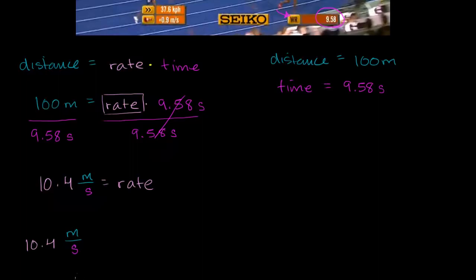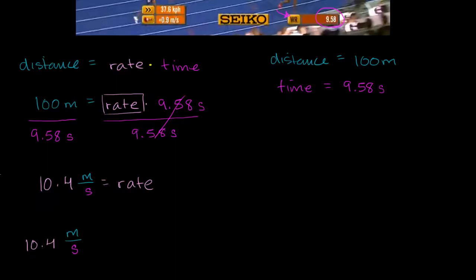And I'll give you a second to think about what we would do to this to turn this into kilometers per second. Well, the intuition here, if I'm going 10.4 meters per second, how many kilometers is 10.4 meters? Well, a kilometer is a much larger unit of measurement. It's 1,000 times larger. So 10.4 meters will be a much smaller number of kilometers. And in particular, I'm going to divide by 1,000.